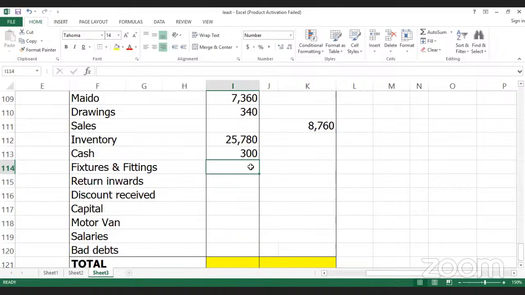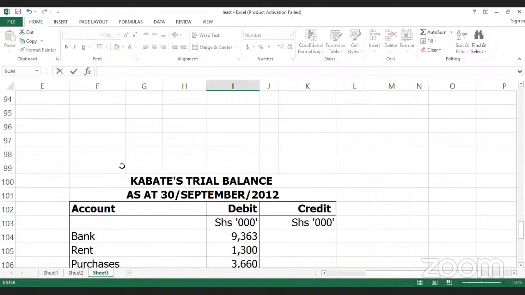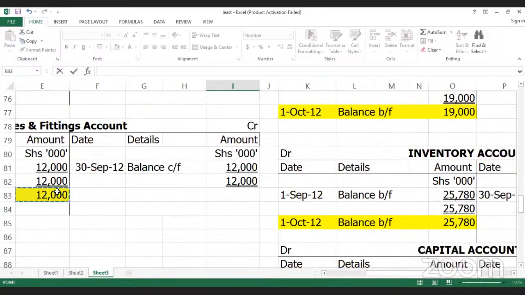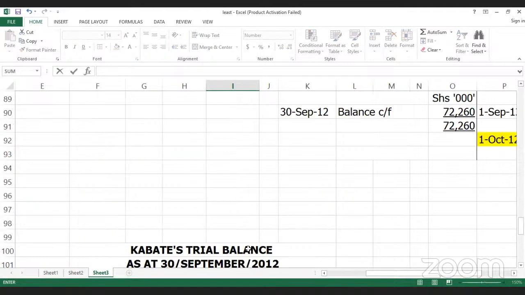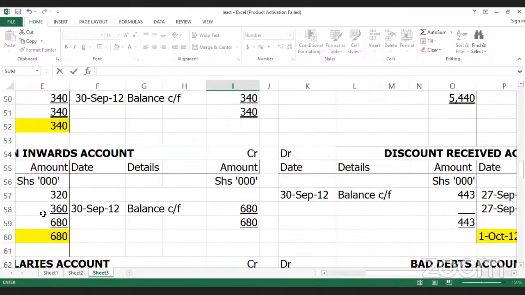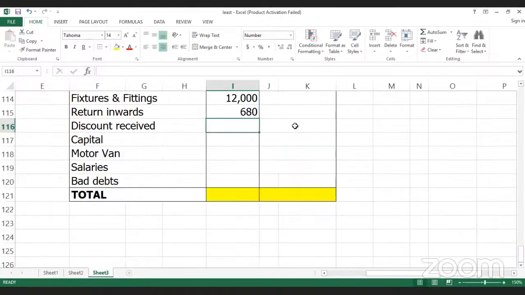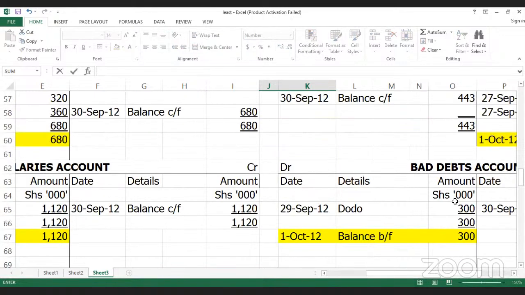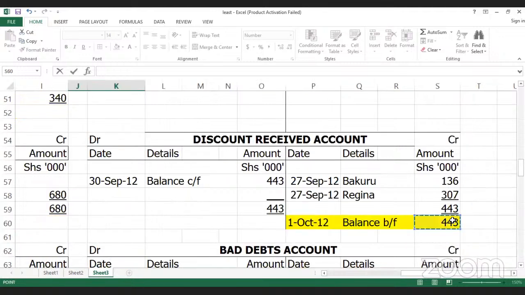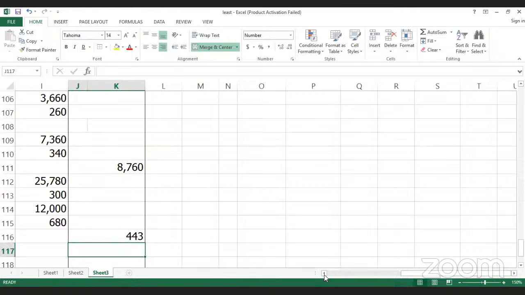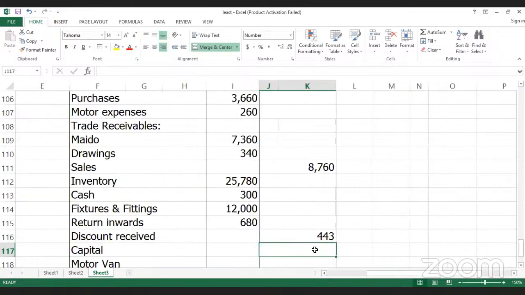Fixtures and fittings. Debit balance. Return inwards. Debit balance. $680. Discount received, it's a credit balance. Capital, credit also.